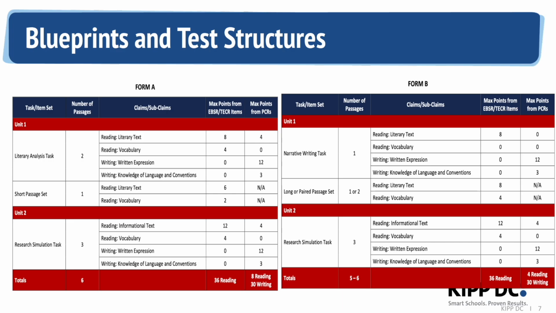Let's look at Form B. Students who take this test will have a narrative writing task that includes a literary text. And again, just like Form A, students will have a combination of multiple choice and tech-enhanced items, no vocabulary questions, and an open-ended response. Then they may see a long or pair passage set. Then in their next test, they will see the research simulation task.